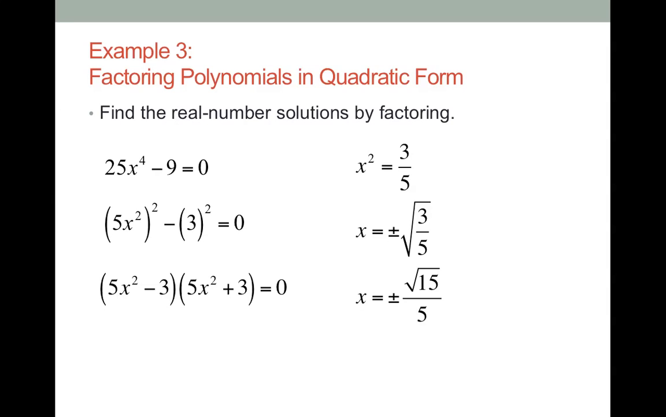Now with my second factor, my 5x squared plus 3, if I get my x isolated there, I end up with a step where x squared is equal to negative 3/5, because in this factor I had to subtract the 3 first and then divide by 5. So if I were to continue this and take the square root of both sides, I would end up taking the square root of a negative.